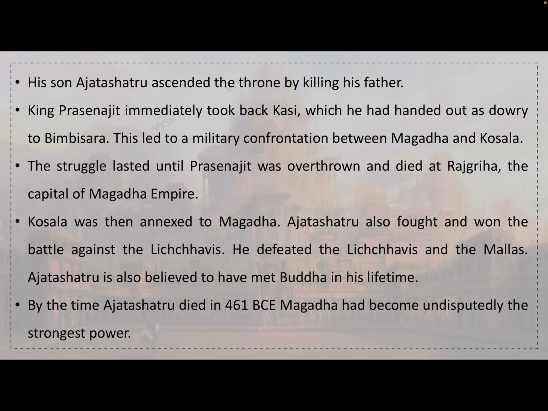His son Ajatshatru ascended the throne by killing his father. He killed Bimbisara basically. Ajatshatru is considered very powerful, and he was the actual maker of the kingdom. King Prasenjit immediately took back Kasi, because it was given as dowry for his sister. Because Ajatshatru killed Bimbisara, Prasenjit took back the Kasi which he had handed over as dowry to Bimbisara.